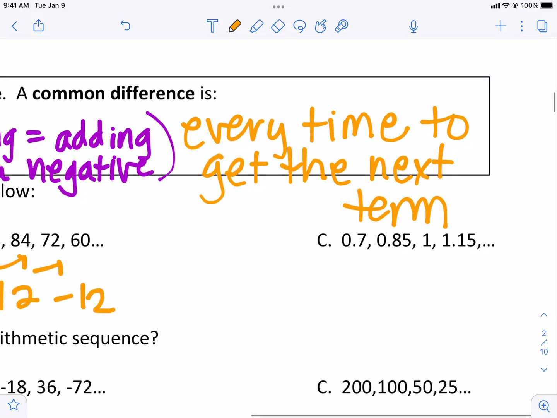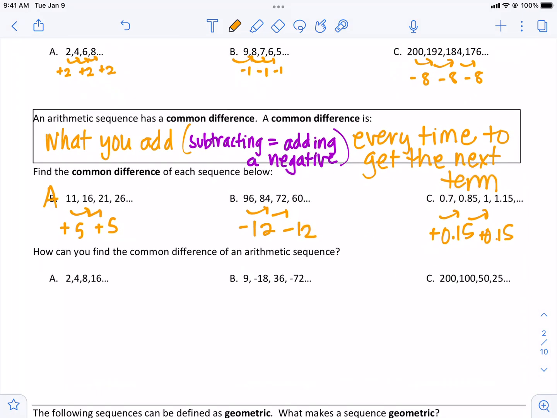And then in this one right here, the numbers are going up, so we have to figure out, it looks like we're adding 0.15 every time. Okay, so it says, how can you find the common difference of an arithmetic sequence? And ignore these numbers right here because they're not arithmetic.